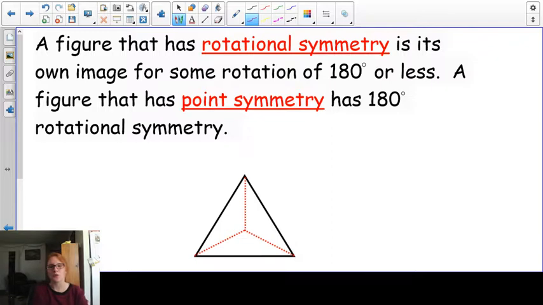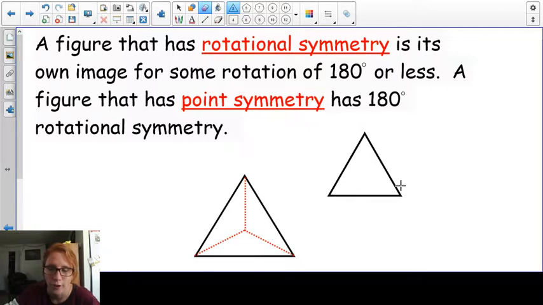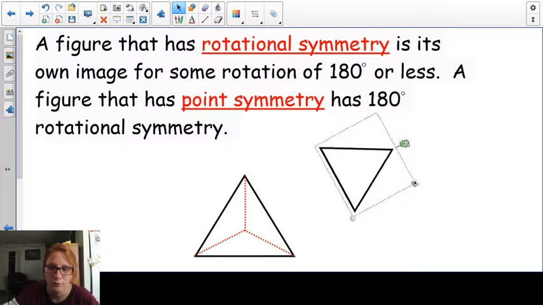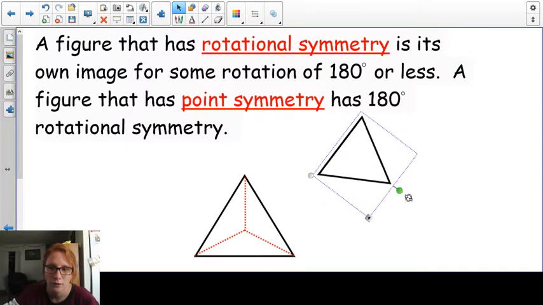A figure has rotational symmetry if it can rotate 180 degrees or less and land up almost in the exact same spot that it started in. So if I make a triangle, I'm going to try this as best I can. It didn't really work out in class too well, just because I couldn't get it to sit in the same spot. If I rotate this triangle, doesn't it look like the one that I just drew?